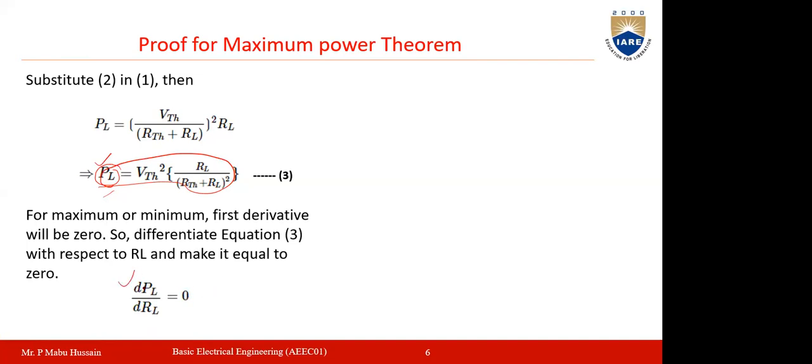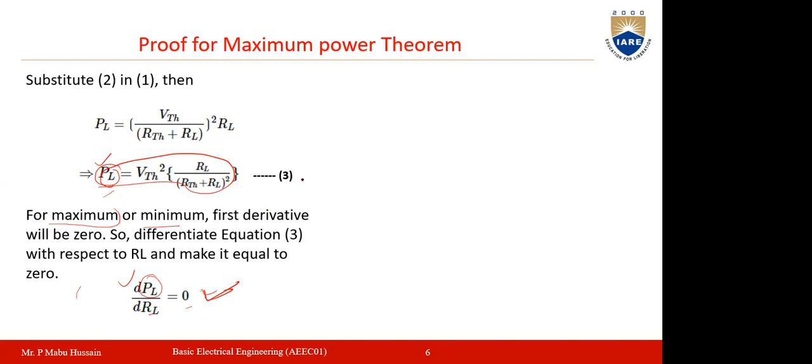We are differentiating the load power PL with respect to load resistance RL, which is a variable parameter, and equating it to 0. From this you will get the maximum or minimum value. You can get either maximum value or minimum value, and here our intention is to determine the maximum value. If you are given any equation in mathematics, you know that to get the maximum or minimum value for that particular function, you need to differentiate that function with respect to the variable parameter and equate it to 0. The same we are going to apply here.